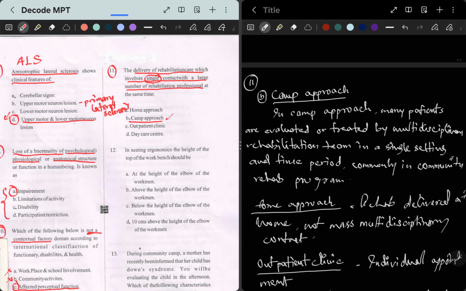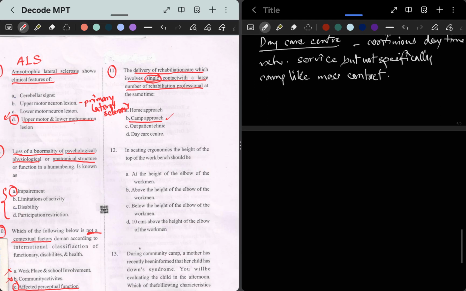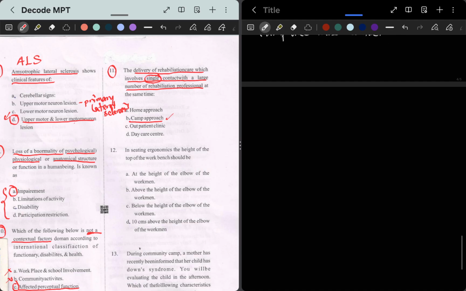Okay, so we'll go to the next question, question number 12. In sitting ergonomics, the height of the top of the workbench should be: A, at the height of the elbow of the workman; B, above the height of the elbow of the workman; C, below the height of the elbow of the workman; D, 10 centimeters above the height of the elbow of the workman.